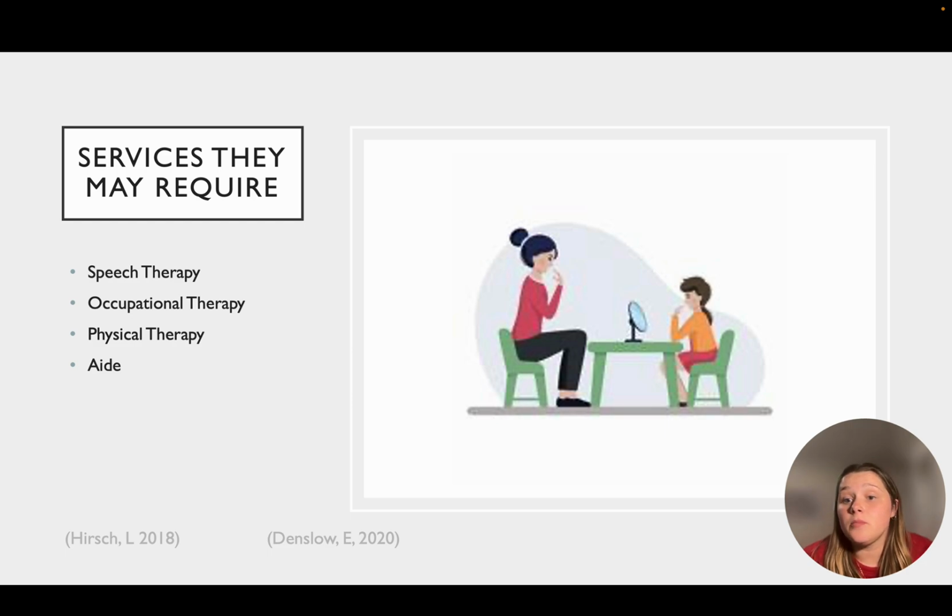Physical therapy is very important for children with CP, especially during their first few years of life. That's really a cornerstone for children with CP. This helps them improve and maintain muscle strength, balance, and their motor skills. A classroom aide can help them get around, do small movements such as taking a test, holding a pencil, and also helps them academically. So there's not just one service that's better than the other. They all play a big factor in their overall quality of life.